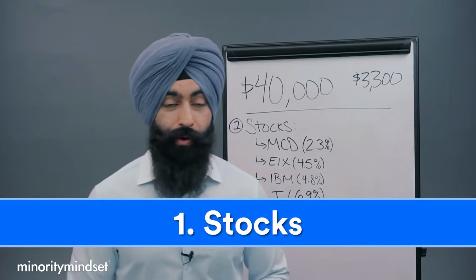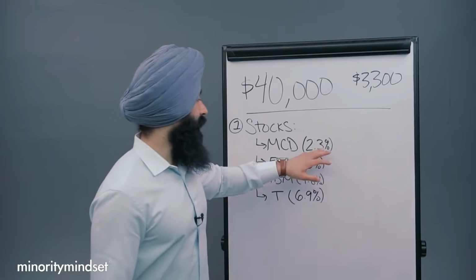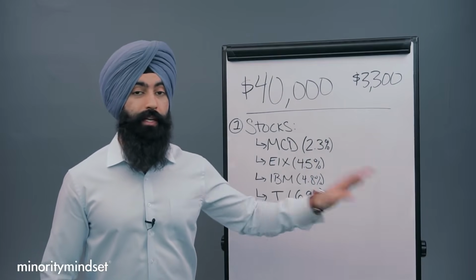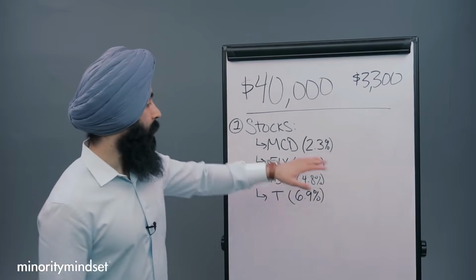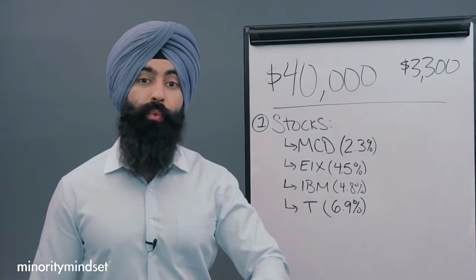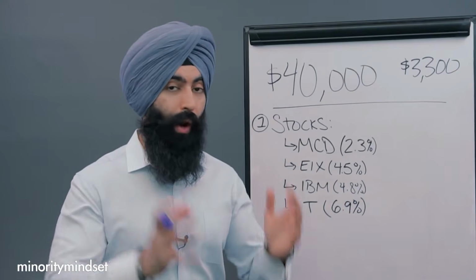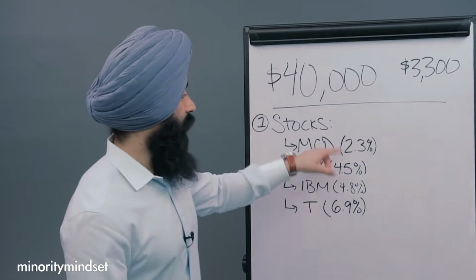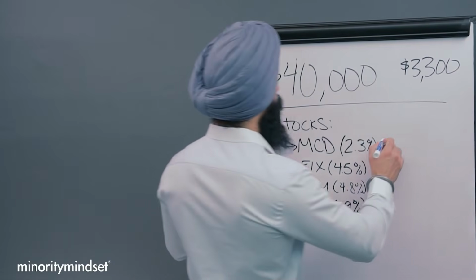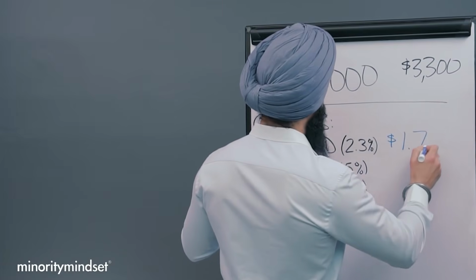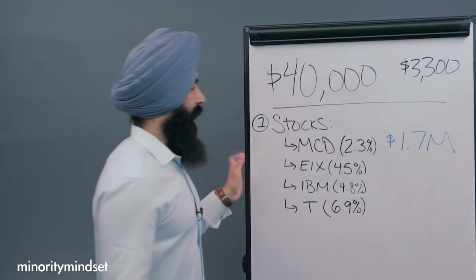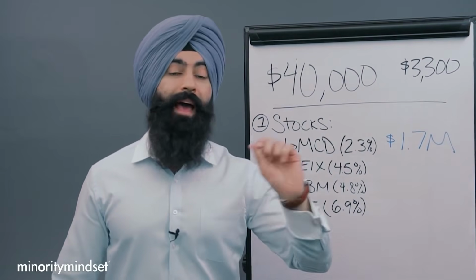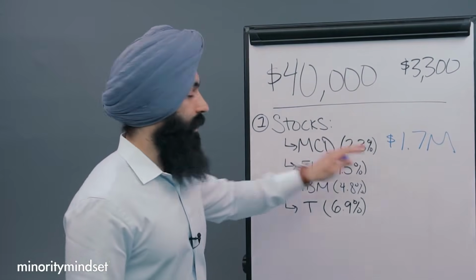Right now, at the time of me recording this video, McDonald's is paying a 2.3% annual dividend yield. Now, this can change with time, but this is what it is right now. If you wanted to invest money into McDonald's right now and make $40,000 a year in dividend income based off of this dividend rate, you would have to invest $1.7 million in order to get $40,000 a year in passive cash flow through dividends in McDonald's.